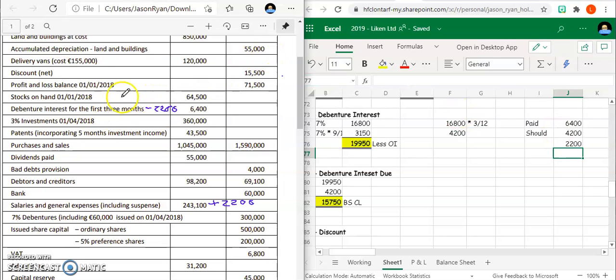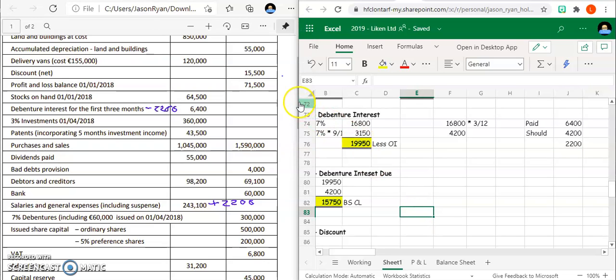Because we've reduced our debentures by 2,200 here, we need to increase our salaries and general expenses by 2,200, and that makes our debits and credits equal.